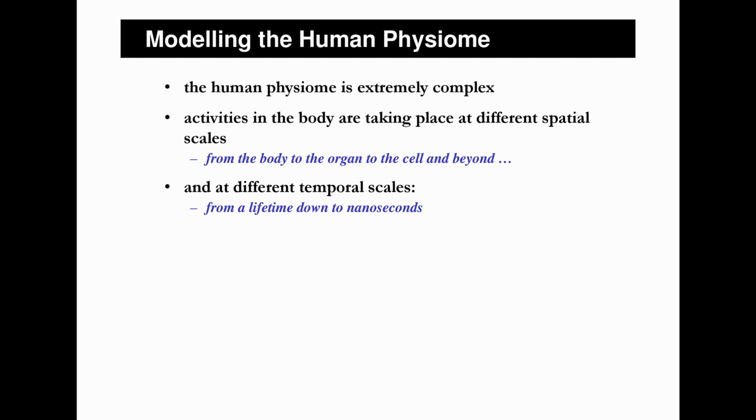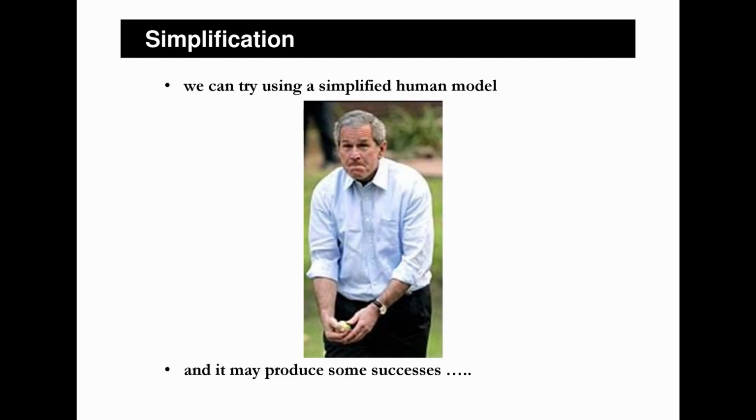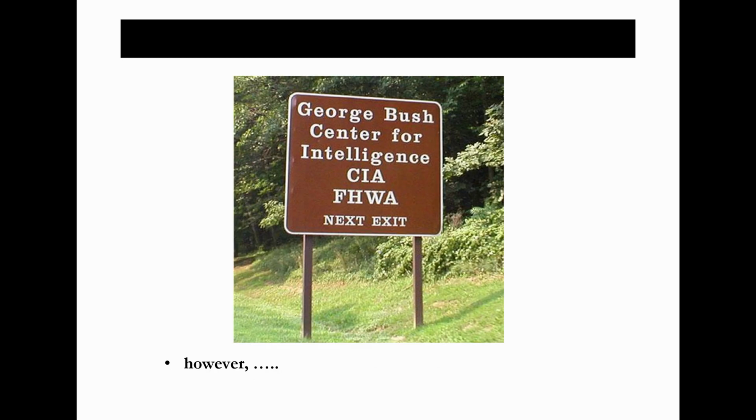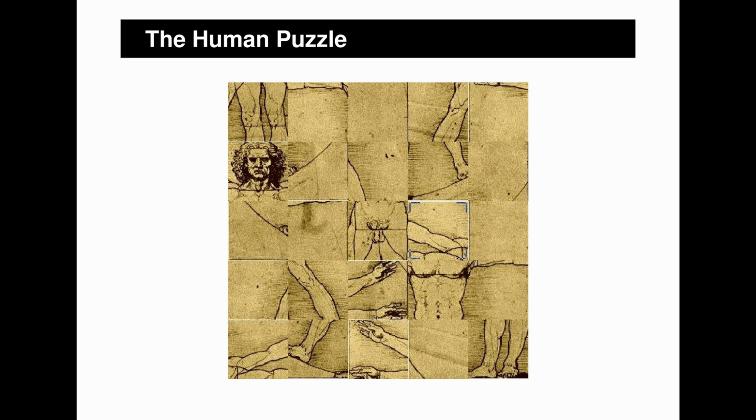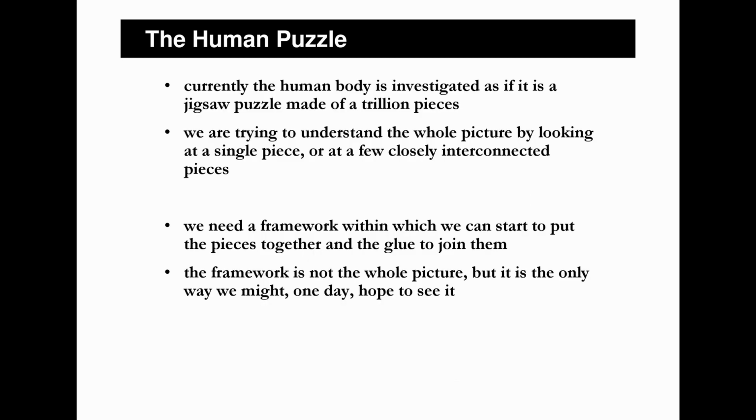So we can try simplification and introduce a simplified human model. And it may work. You know, you can get some success with a simplified model. As you can see, we do get some successes from a simplified model. However, in general, the human puzzle is a bit of a mystery. We need to put the bits together in an appropriate way. So we're investigating at the moment this jigsaw puzzle made of 1 trillion pieces by picking a little bit out and shaking it around and looking at it and trying to put it back in place again. You know, and really that's not the way that things are going to work well, I think, into the future.